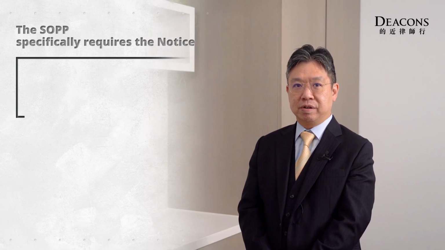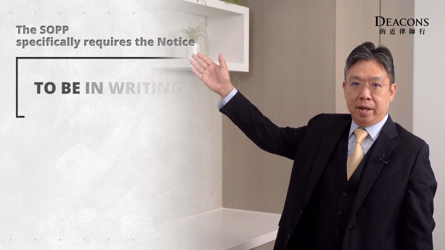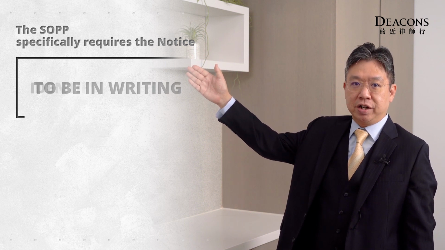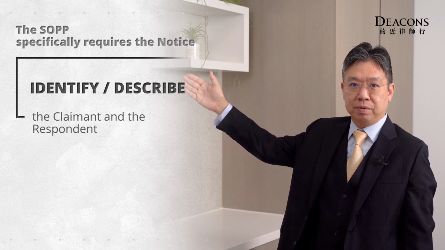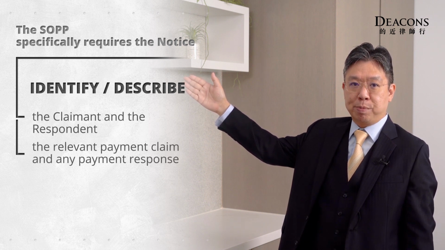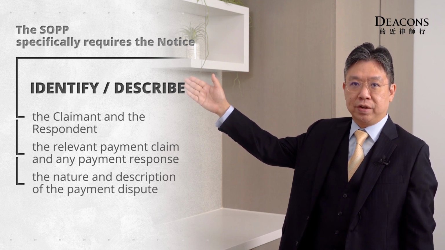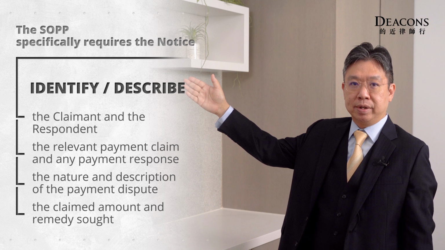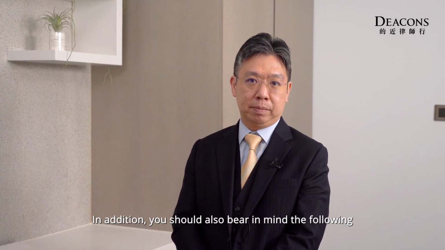The SOPP specifically requires the notice to be in writing, identify, describe the claimant and the respondent, the relevant payment claim, and any payment response, the nature and description of the payment dispute, the claimed amount, and remedy sought. In addition, you should also bear in mind the following.